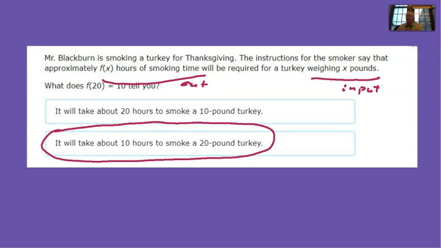That practice is available on IXL. They have a video also if you need a little bit more explanation. But it's just a matter of identifying what the input is and what the output is and looking for the right explanation.